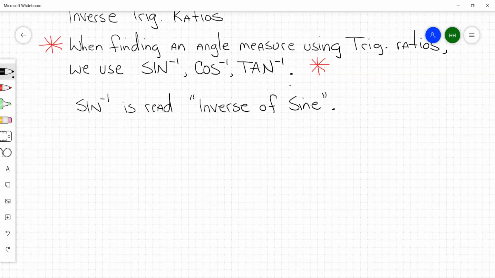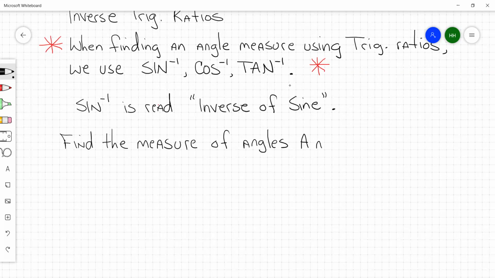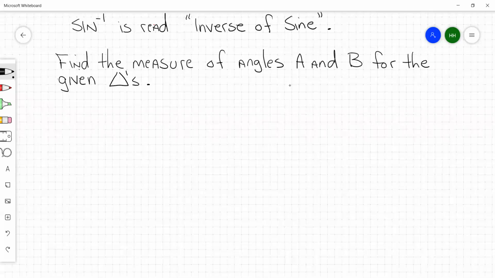Kind of the same concept that you just dealt with. If you're asked to find the measure of angles A and B for the given triangles, and we get this triangle.